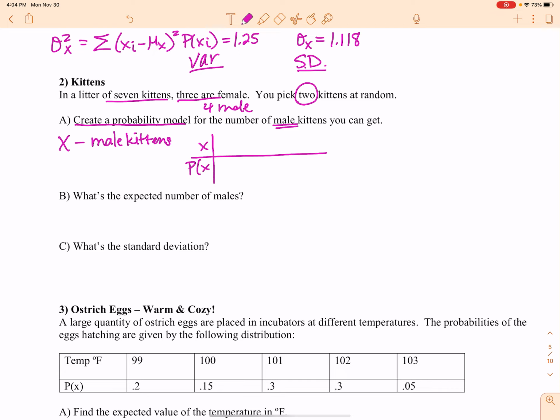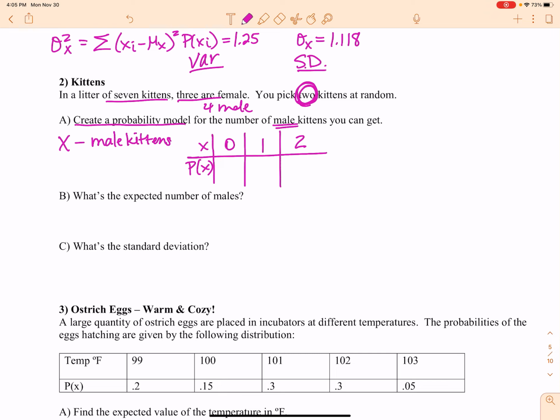So then I've got my probability of X and X here. Well, when I'm choosing 2 kittens at random, I need to think about how many of them can be male kittens. That's what's going to fill up the X row in my distribution. So if I pick 2 kittens, they could both be female, which means neither one of them are male. One of the two could be a male, or both of them could be male kittens. So those are the outcomes that are possible here.